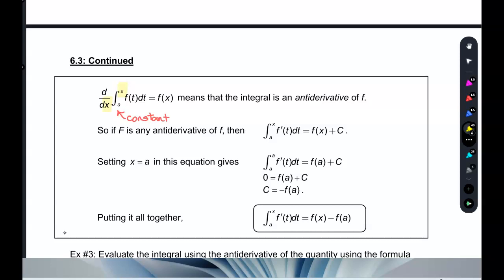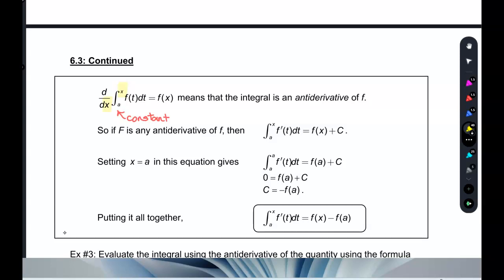So I'll show you the proof, okay? But these two, and you'll see when we do the integral of the derivative, it'll work the same way. It'll be very similar, okay? And that's actually what we're going to do down here.